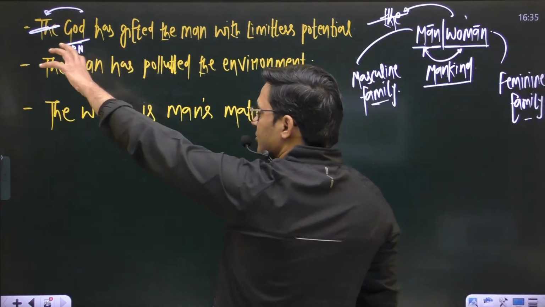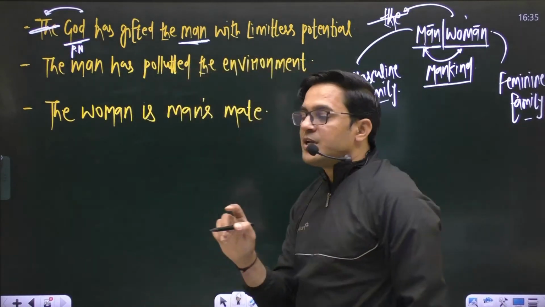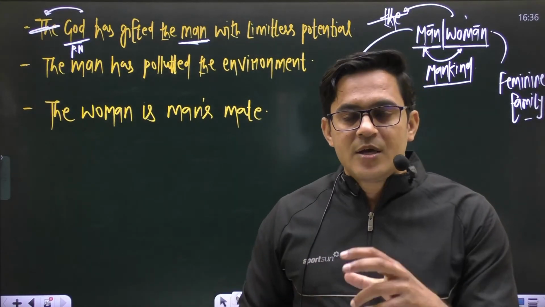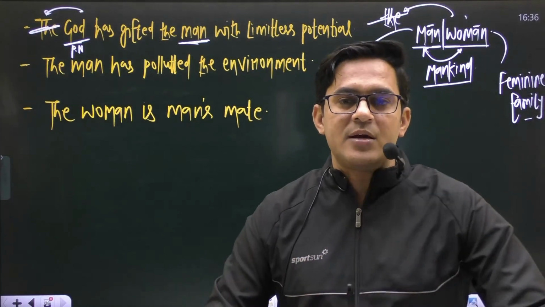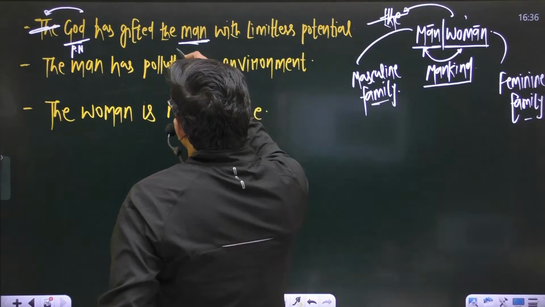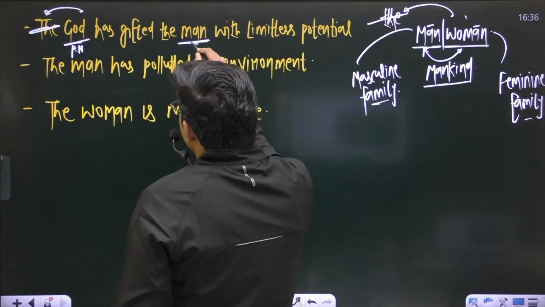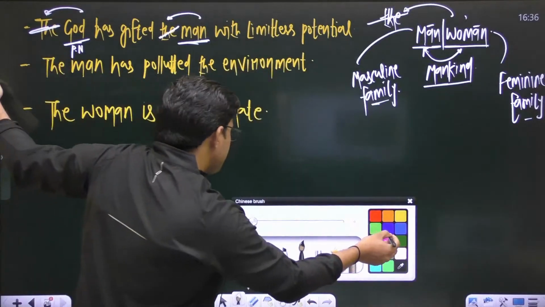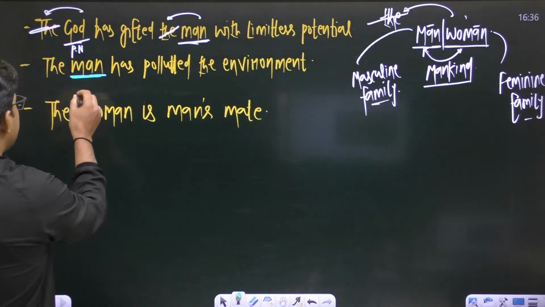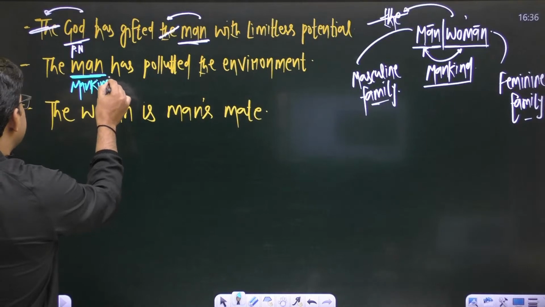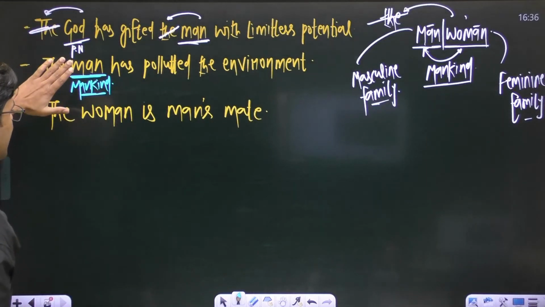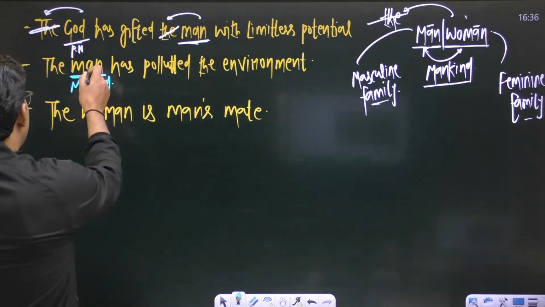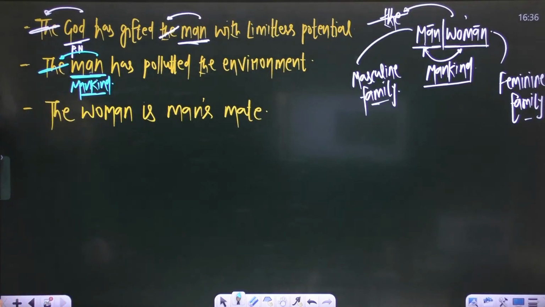The same thing happens here. God has gifted man. Here the word man denotes mankind. It doesn't denote only the masculine caste, or only the feminine caste. It means mankind is given limitless potential. So never use the article "the" before it. Same here: the word man does not denote the masculine caste, it denotes mankind. Everyone is included, masculine gender, feminine gender, children, old people. Everyone has polluted the environment. So whenever man and woman denote mankind, don't use the article "the" before them.